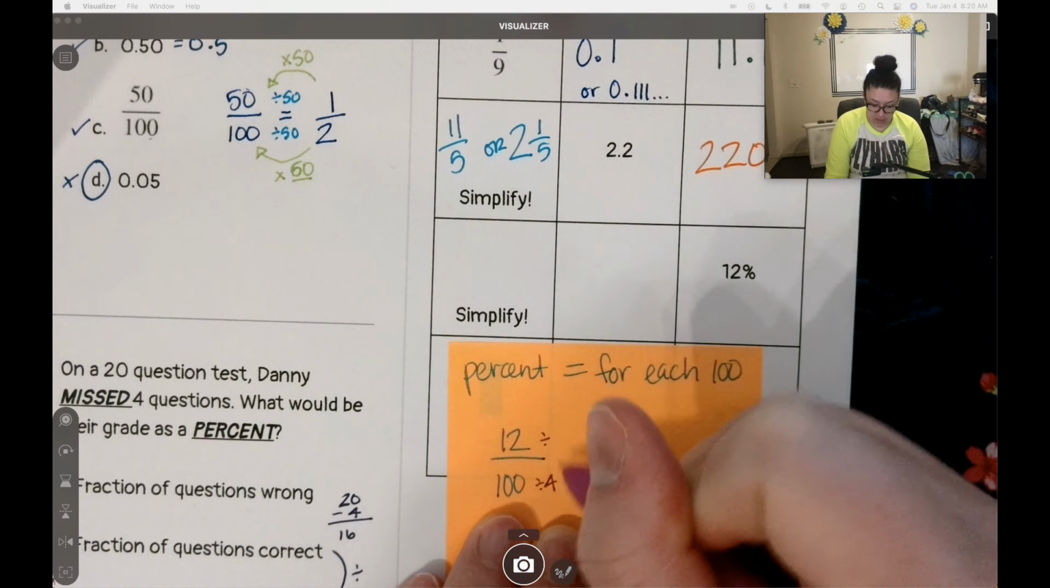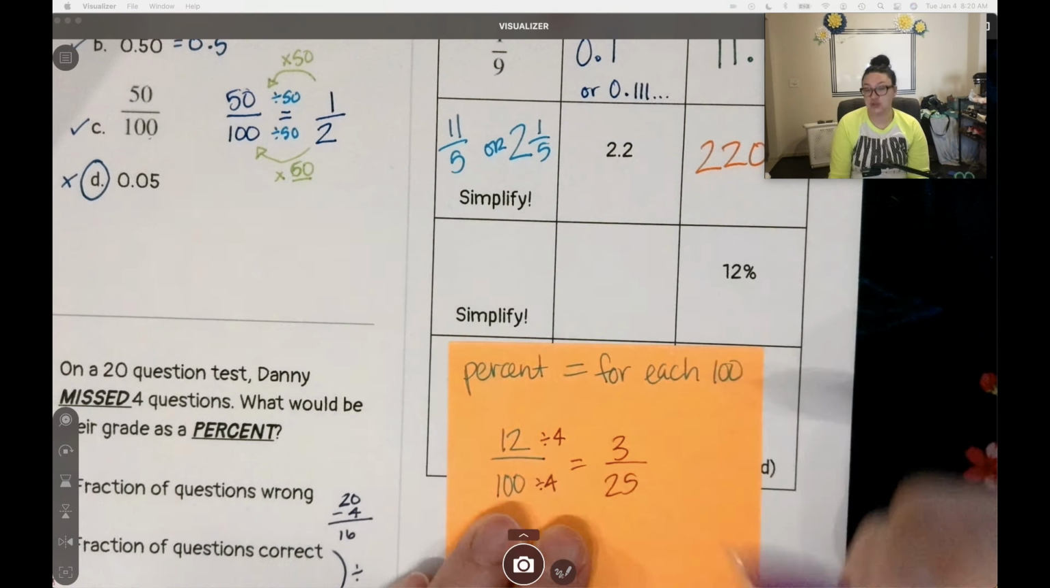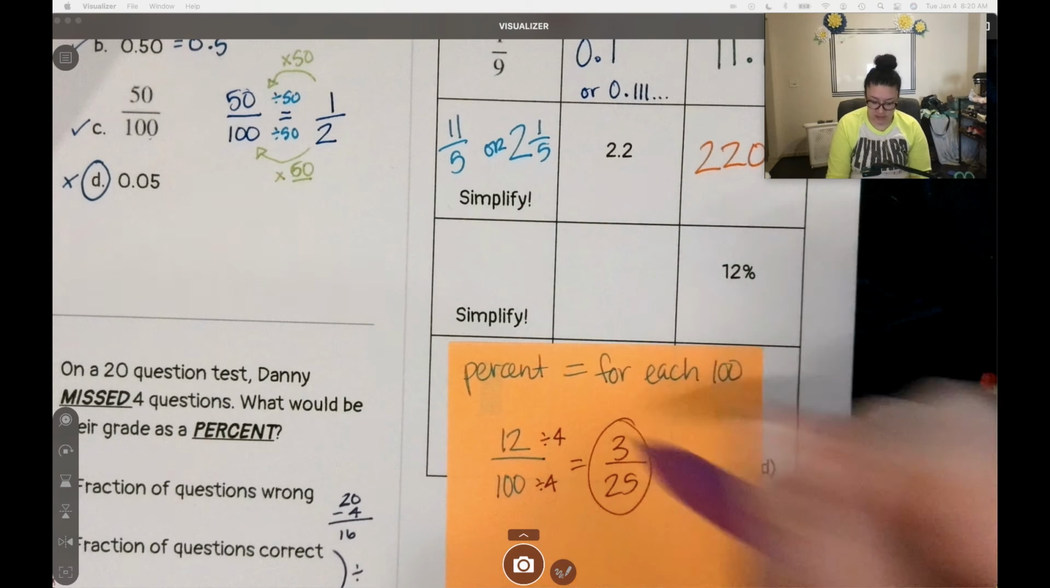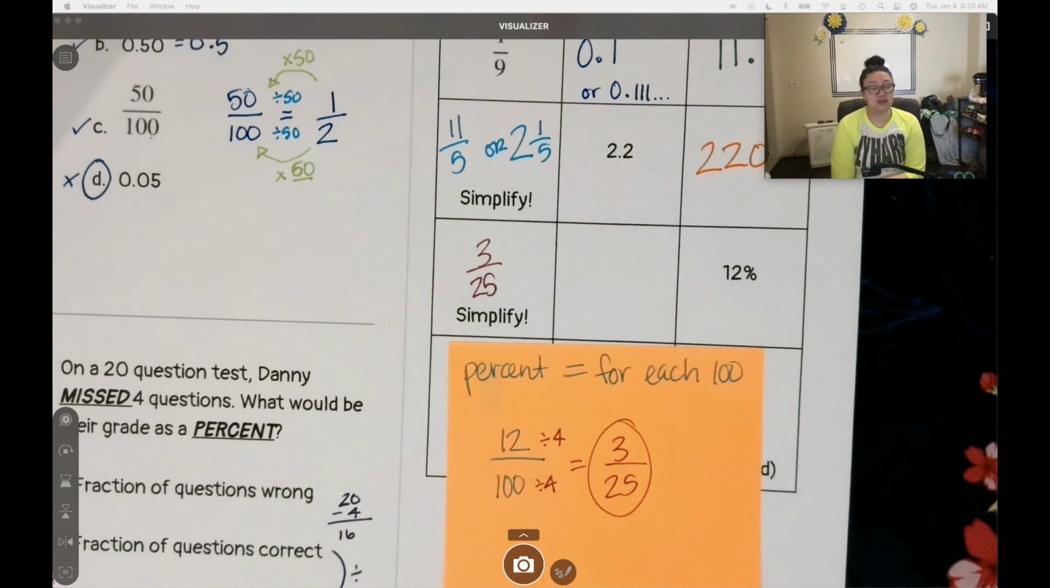4 goes into both of these. That's the biggest number that goes into both of them. If you choose to do 2, that works just fine. You'll just have to do it in 2 steps instead of 1. But it should simplify to 3 over 25. Again, on our minor summative, we were not taking off points if you forgot to simplify, but we will be taking off points on this major summative if you do not. The state test, you have to simplify, so we need to have that skill.